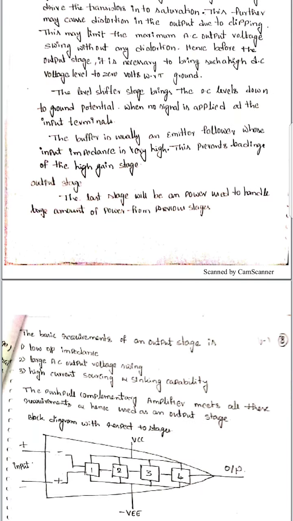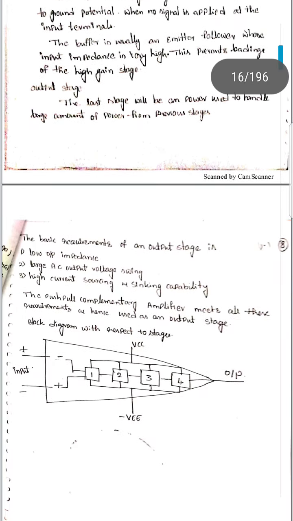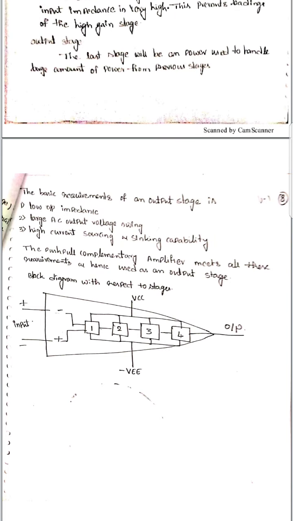Last stage is the output stage. The last stage will be a power amplifier used to handle the large amount of power from the previous stage. The basic requirement of an output stage is low output impedance, large AC output voltage swing, high current sourcing and sinking capability. The push-pull complementary amplifier meets all these requirements and hence is used in an output stage.